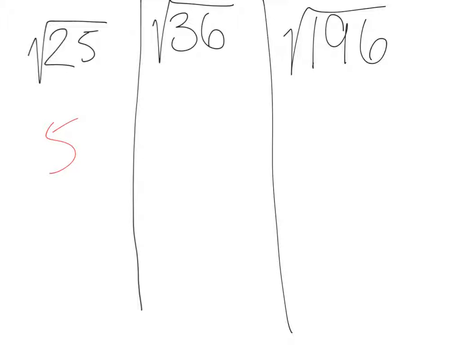The second example works the same way. The square root of 36 is also a perfect square, and the square root of 36 is 6. And like I said, we should have the first 15 memorized. So the square root of 196 is also a perfect square. The square root of 196 is 14, because 14 times 14 gives me 196. Okay, so an example of one where it is not a perfect square.